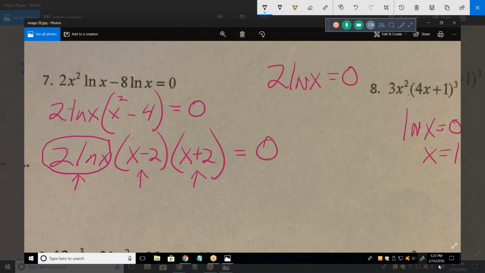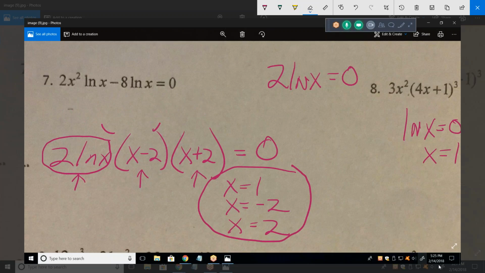Okay? So that solution gives us x equal 1. Plus we have an x equal minus 2, and we have an x equal 2. So those are the three solutions. Now, do any of them violate the domain? That's always what you have to ask yourself when you're doing log problems. When solving log equations, very many of them violate the domain.